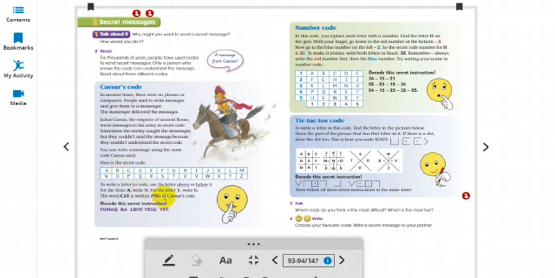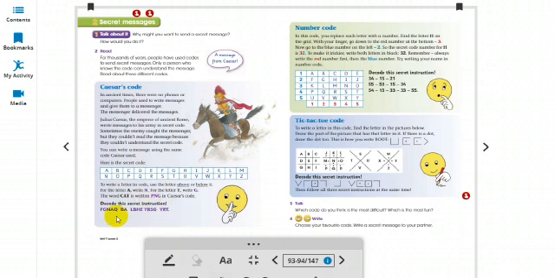Now, here you see P is the code for which letter? C. N is the code for which letter? A. T is the letter which is the code used for T? G. So the word PNG is the Caesar code, and what does that code mean? The code means cat.